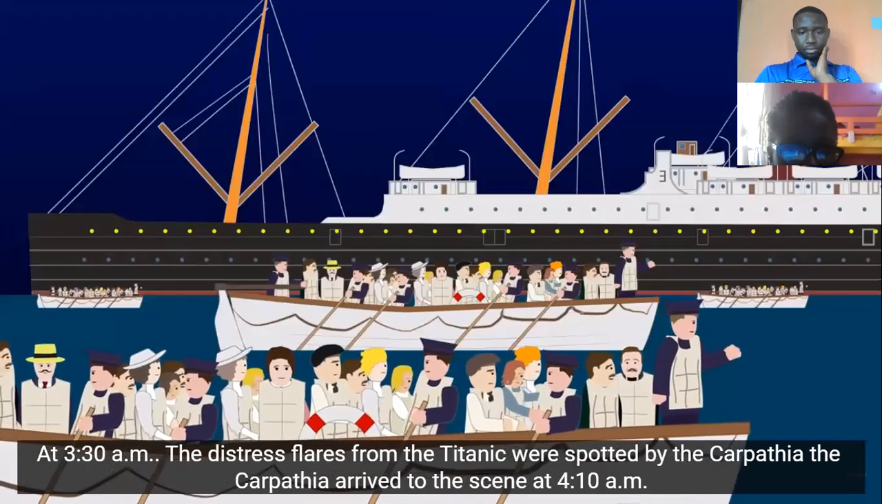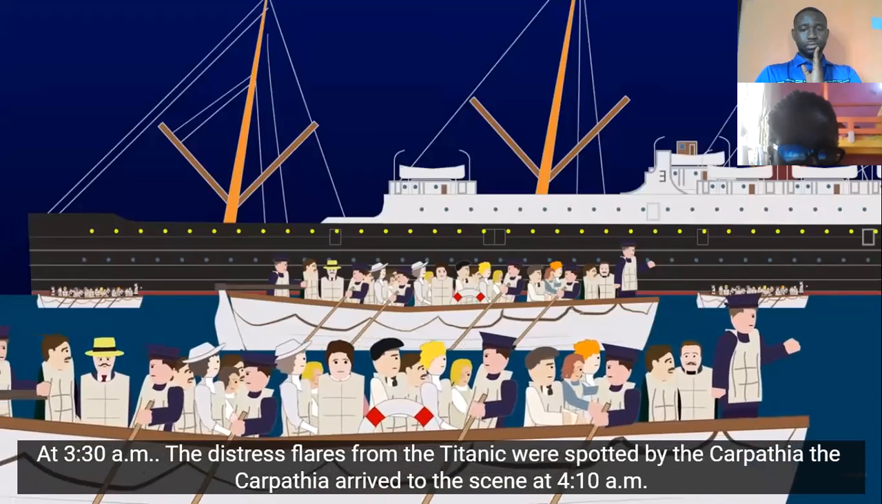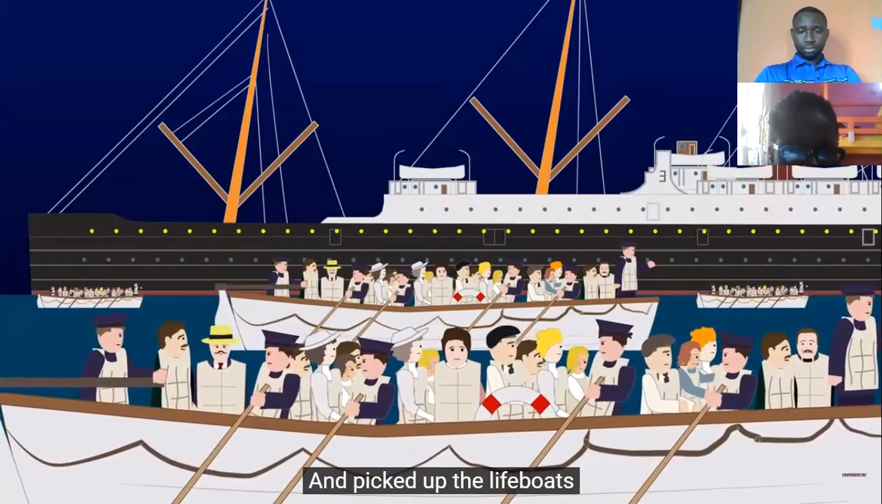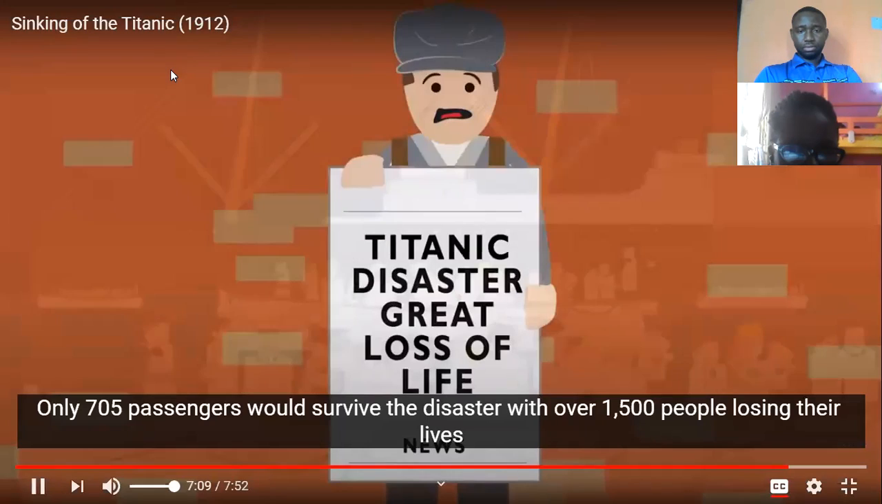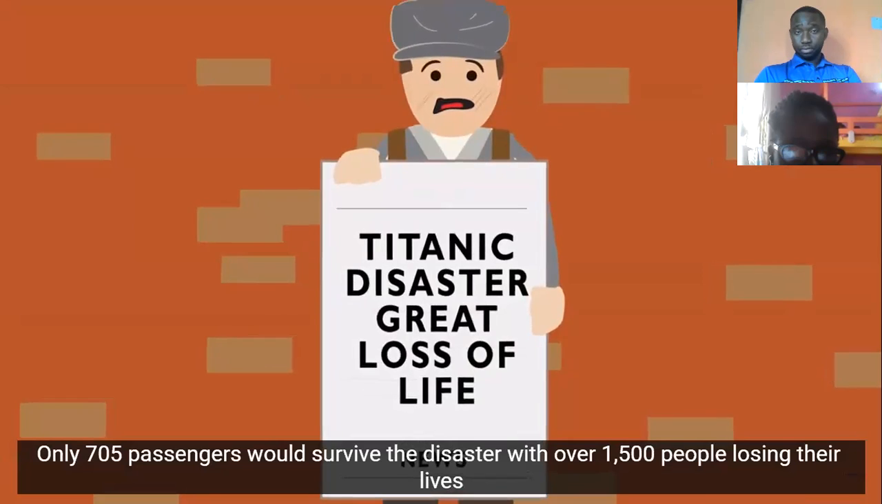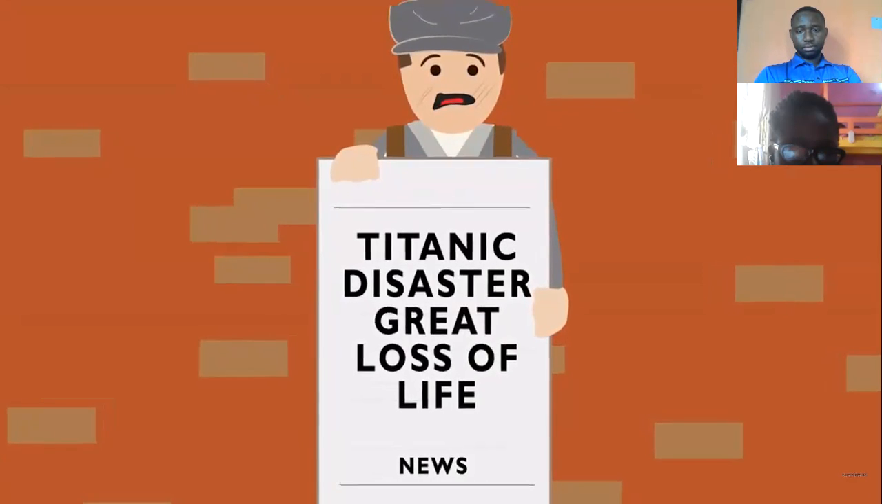At 3:30 a.m., the distress flares from the Titanic were spotted by the Carpathia. The Carpathia arrived to the scene at 4:10 a.m. and picked up the lifeboats. Only 705 passengers would survive the disaster, with over 1,500 people losing their lives.